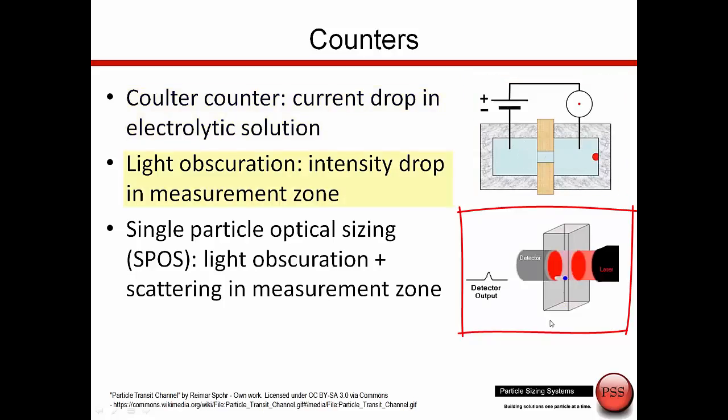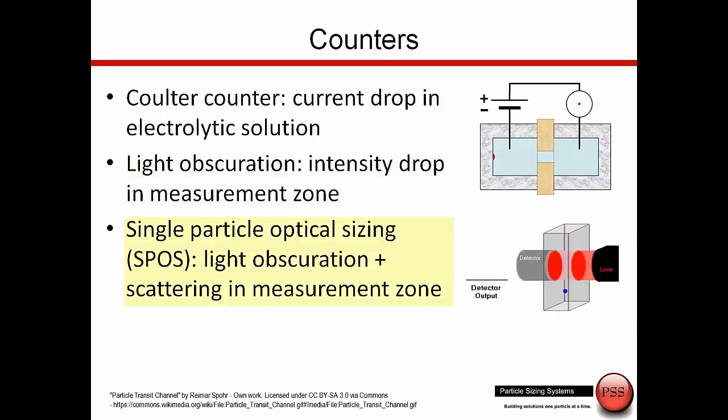In the lower right, this is the basic schematic of a light obscuration sensor. As a particle passes through a light source, it blocks some of the light. It creates a change in a pulse. That's fed to a pulse height analyzer, and that is converted into a particle size for each individual particle. And this is the basis of single particle optical sizing. So this is showing a sensor based on light obscuration alone.